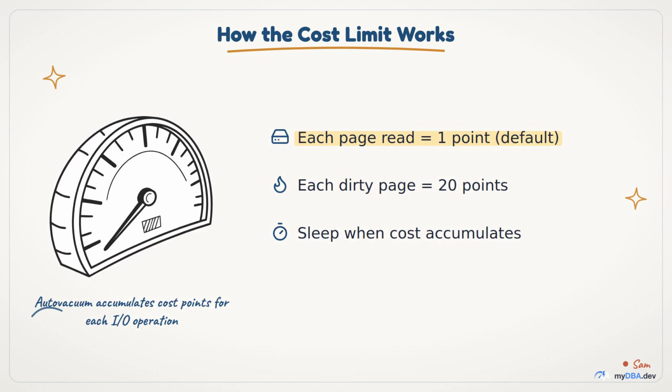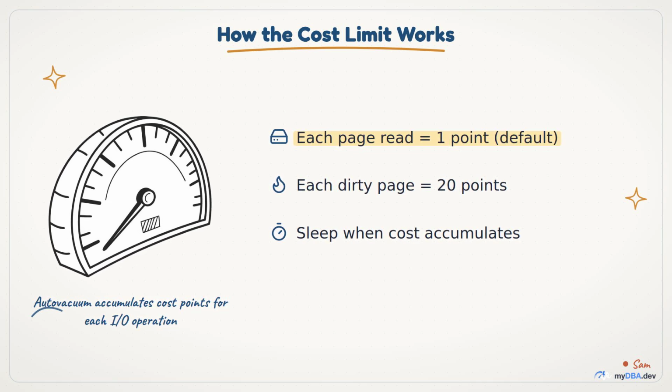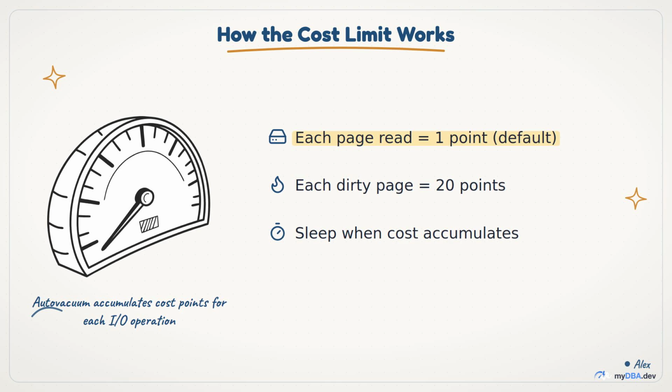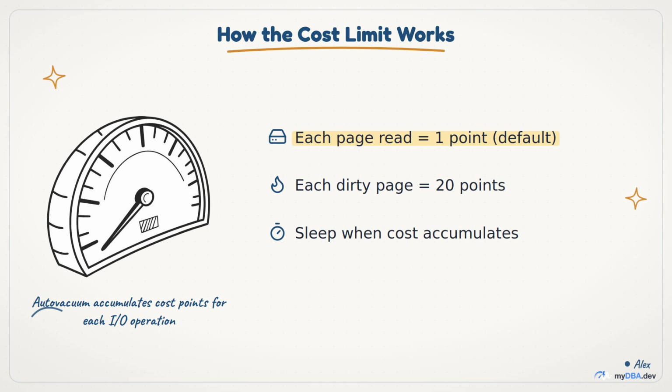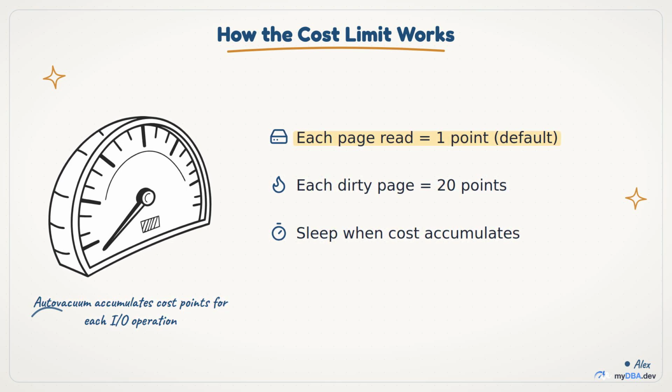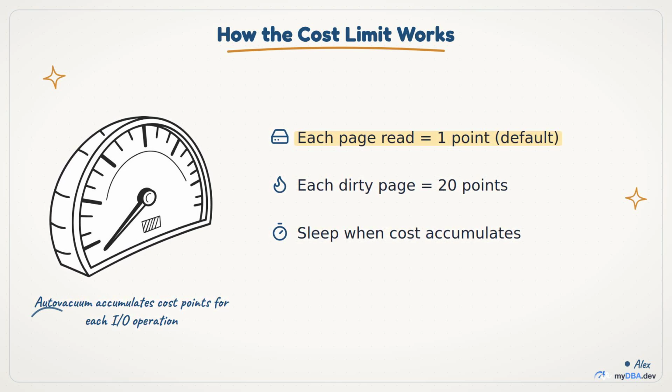So if I've got a big table with tons of dead tuples, it's constantly hitting that limit and sleeping? Yeah, the default cost limit is 200 points per worker. On a write-heavy workload, Autovacuum spends more time sleeping than working. You can see this in pg_stat_progress_vacuum. The phase will say scanning heap, but progress is glacial.